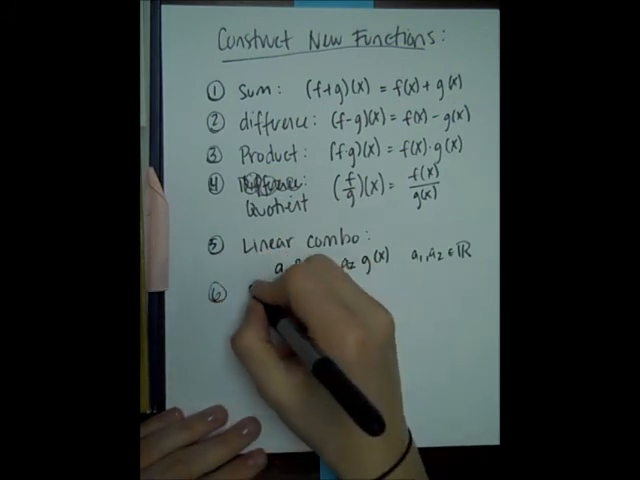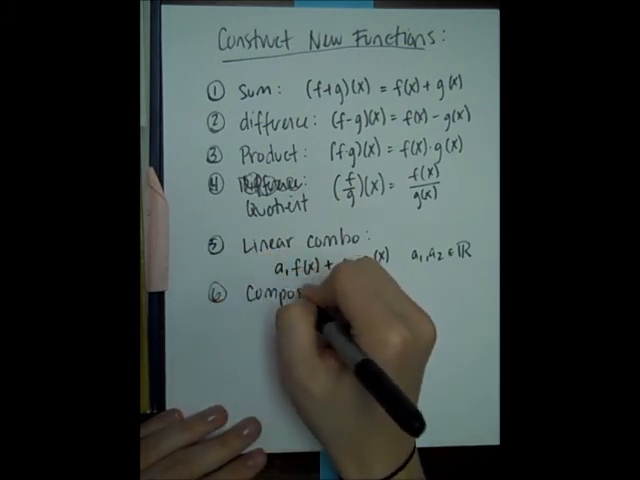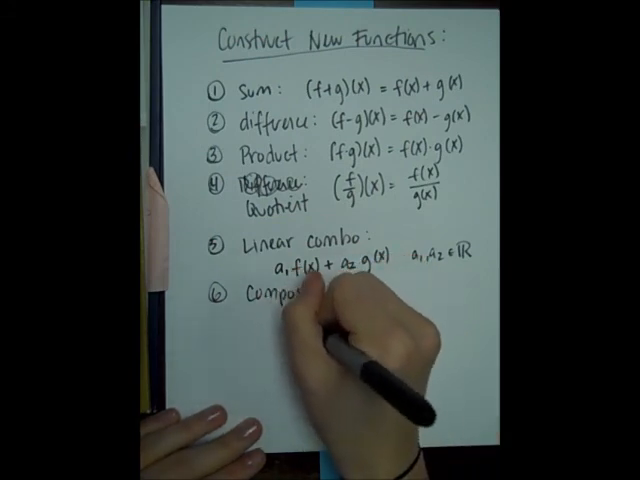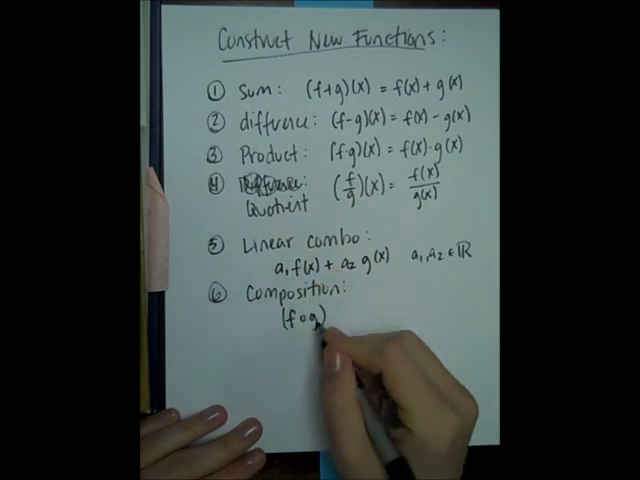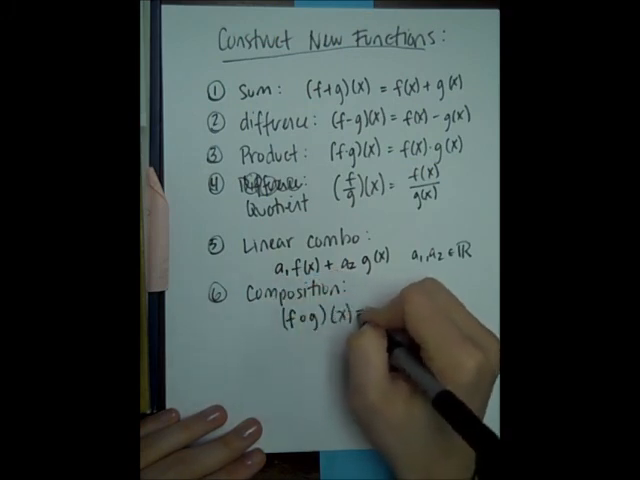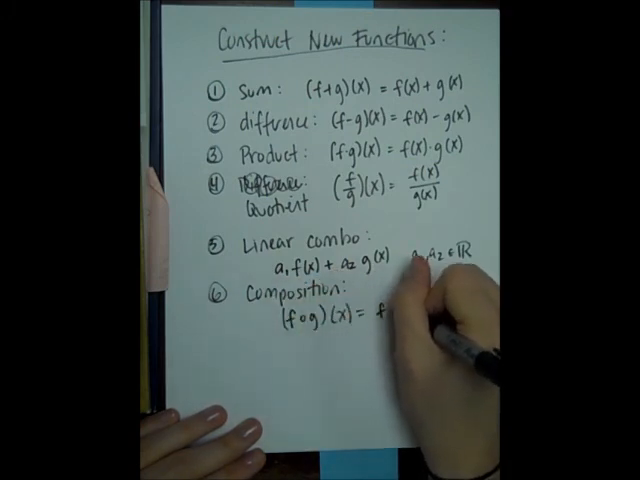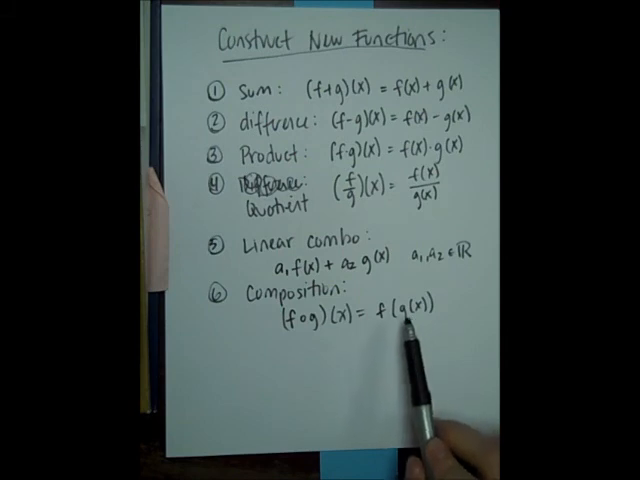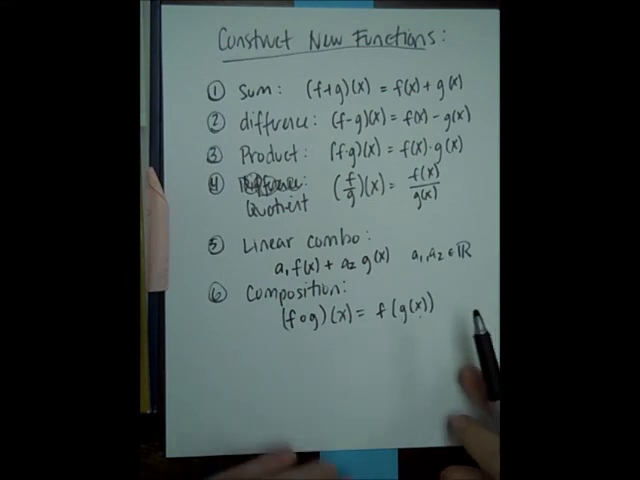The last thing we're going to look at is the composition. The composition is f of g of x. We use this little circle to denote the composition. What you're going to do is replace x with g of x in f. That's what this means: plug g of x into your function f. And we'll definitely do some examples of this.